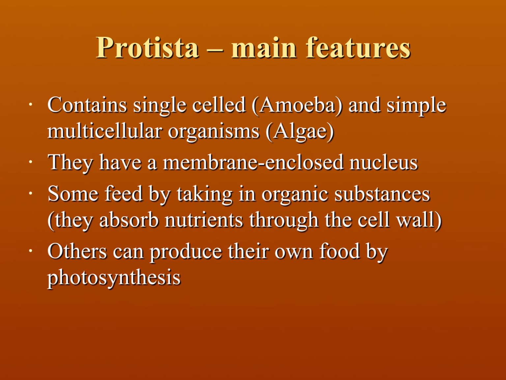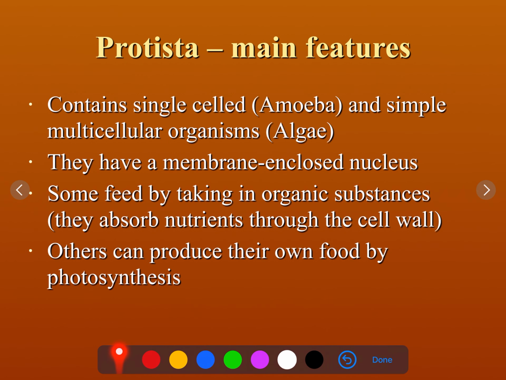Okay, so protist main features contain single-celled amoeba and multicellular organisms like algae. They have a membrane-enclosed nucleus. Some feed by taking in organic substances. They absorb nutrients through the cell wall, like your amoeba. Others can produce their own food by photosynthesis, like the algae type plant. So they would have chloroplasts and things like that. They are more complex. They do have membrane-enclosed organelles. So that's some of their features.